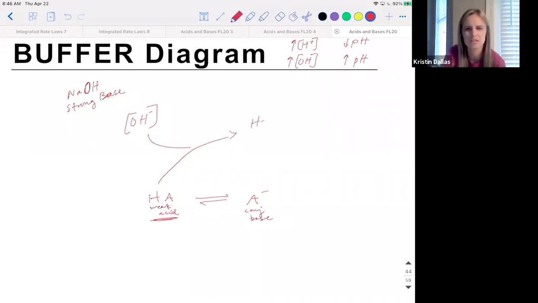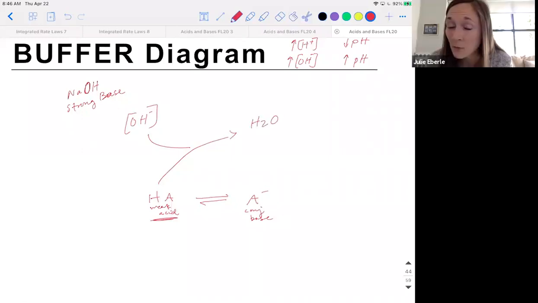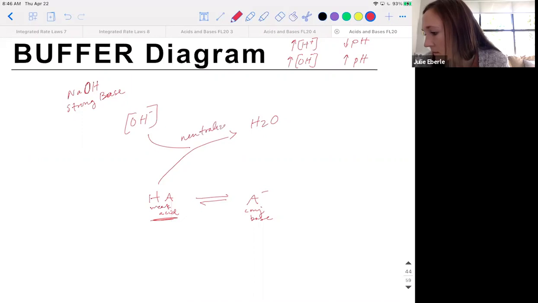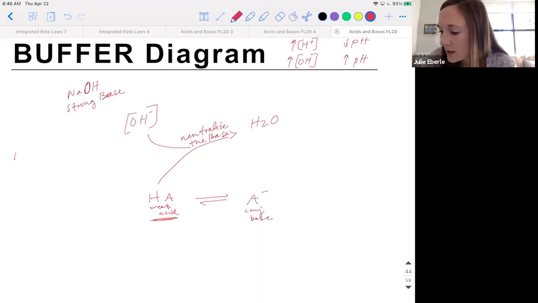Water. Can water change your pH? Can water affect pH? No, water's not a threat to pH. It's neutral. Okay, so that's how we neutralize the base. Any base that's added to this buffer system, that weak acid is on it. Okay, so remember this.